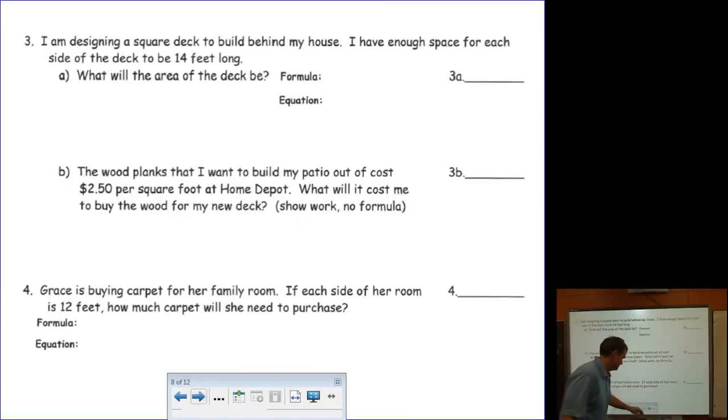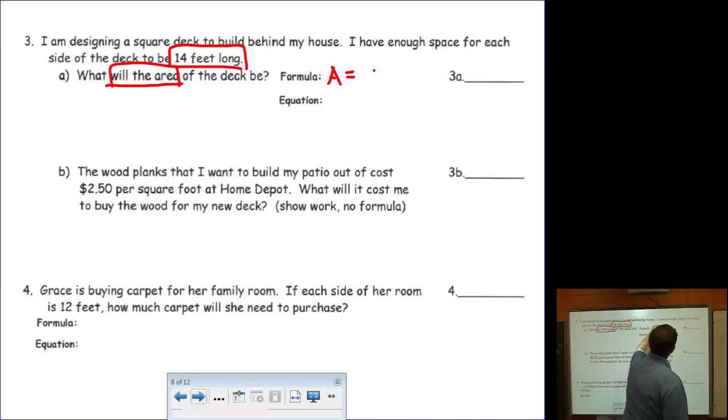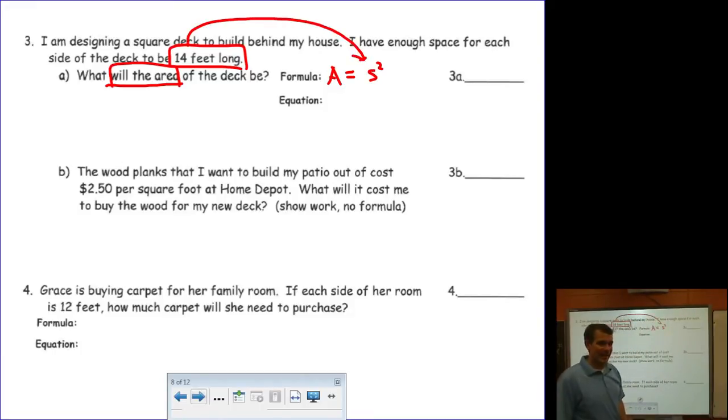Question 3. Question 3 says, I'm designing a square deck to build behind my house. I have enough space for each side of the deck to be 14 feet long. What will the area be? So again, I have side length and area. I'm going to want to use the formula for area and side length: area equals side length squared. And then I would substitute this in for side length. And I would get area equals 14 squared.